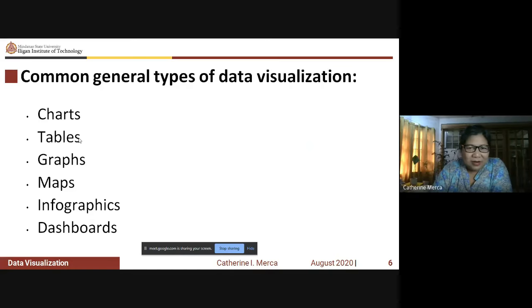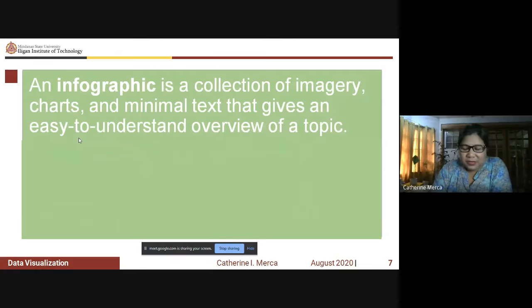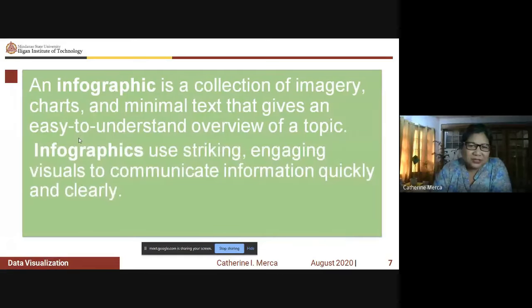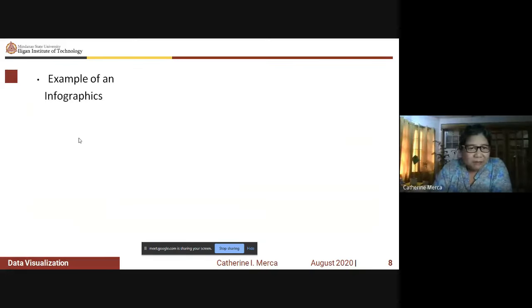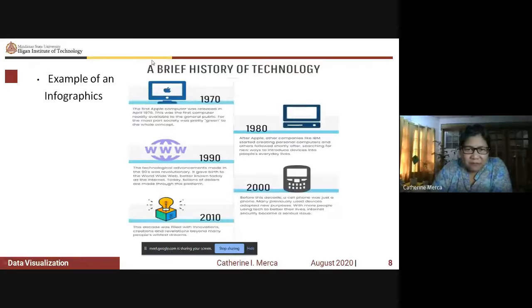So let's have here an infographic. It's actually a collection of imagery, charts, and minimal text that gives an easy to understand overview of a topic. So they use striking, engaging visuals to communicate information quickly and clearly. Yun ang infographics. This is an example of an infographic which has actually information. If you take a look, in 1970, the first Apple computer was released in April 1976. This was the first computer readily available to the general public.